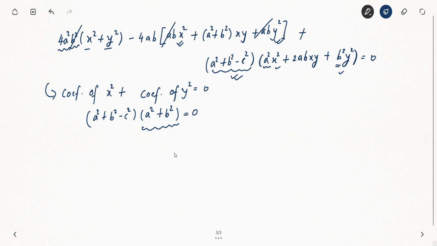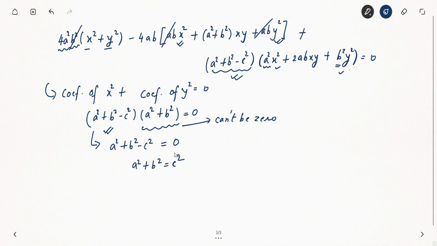Okay, so if a and b were equal to 0, then the straight line would be a point, it wouldn't be a straight line. Okay, because its equation is x plus by minus 2ab is equal to 0. So that means a square plus b square can't be 0. Therefore a square plus b square minus c square must be equal to 0, or a square plus b square is equal to c square, which is the required result.